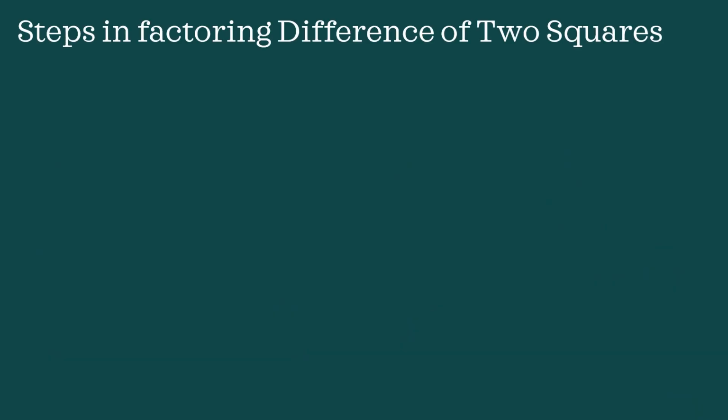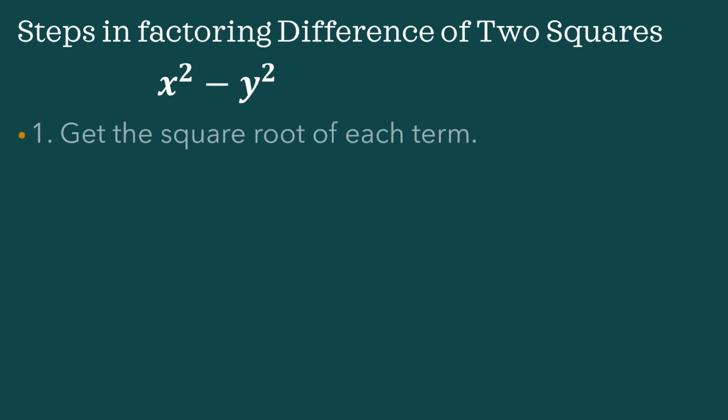So, here are the steps in factoring difference of two squares. Example is x squared minus y squared. So, paano natin malalaman na ang given polynomial ay difference of two squares? Siyempre, ang operation dapat subtraction. At ang first term at second term dapat ay perfect square. Okay, so here are the steps on how to factor this.